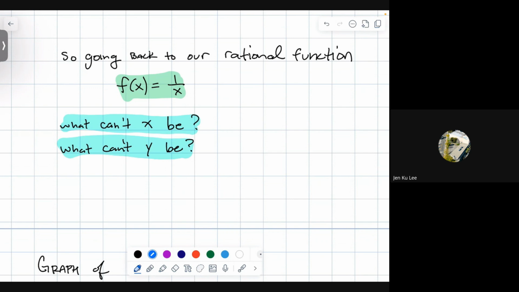X cannot be zero, right? Because it's in my denominator, right? So x cannot be zero. What can't y be then? Zero. Yeah. So can you guys ever think of an x value I can plug into my rational function here that'll make 1 over x equal to 0?